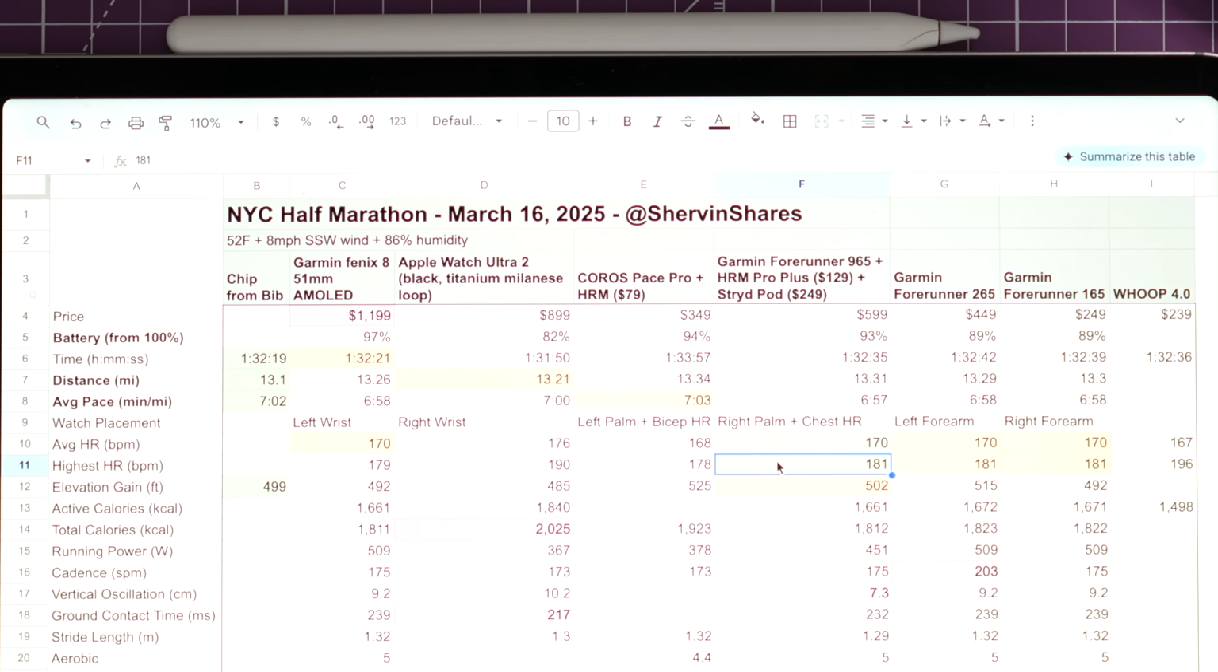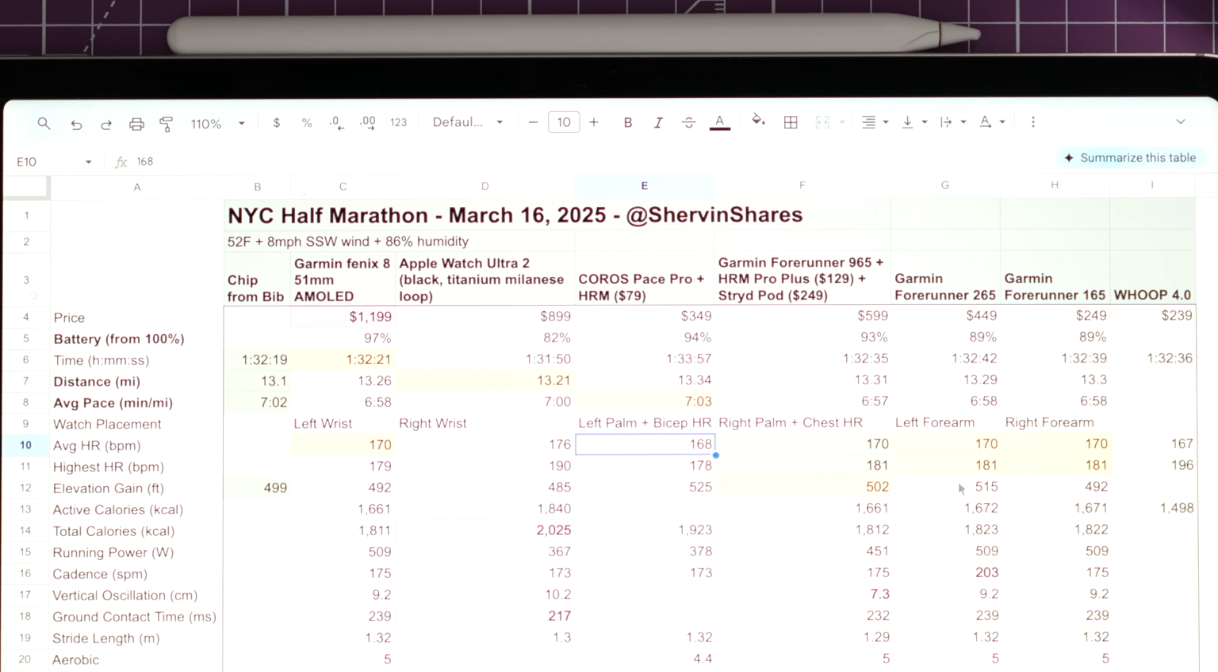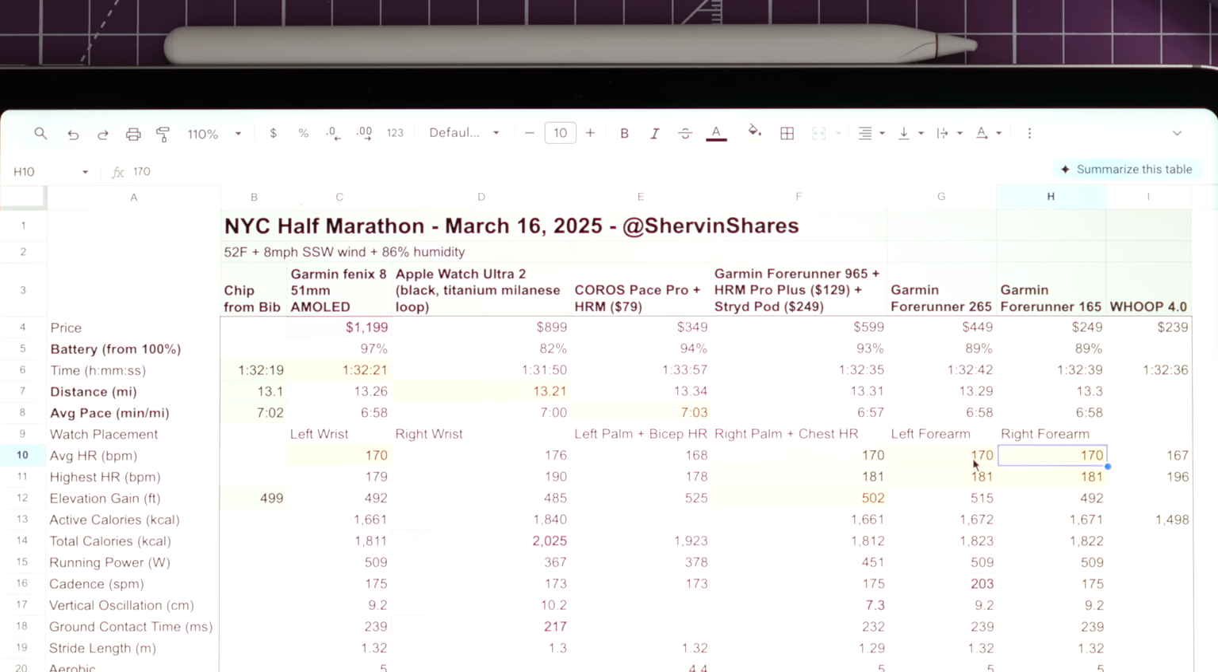So if we say that the 965 had the most accurate, anything close to 170, it looks like the 265 and the 165, the cheapest watches on here, were close. The Fenix 8 was close in terms of average, but the max was a bit low. The Apple Watch Ultra 2 somehow got 190 as the max, and the COROS Pace Pro was a bit lower for both of them, even though it was a bicep band. I'm guessing because the 265 and the 165 were on my forearms, they were just able to get the best data because they were tight on my forearm. The higher up it is on your arm, the less movement, and these watches are lighter, so that's probably why they got the most accurate data.